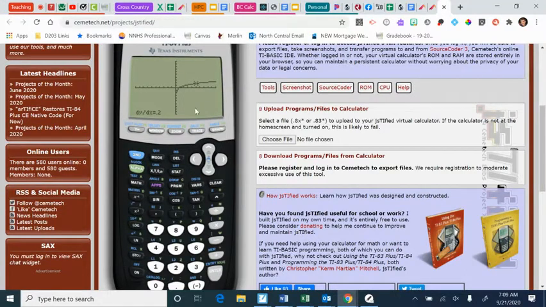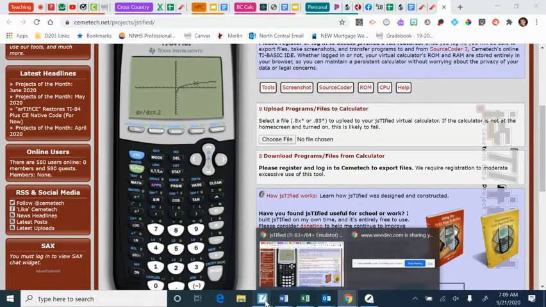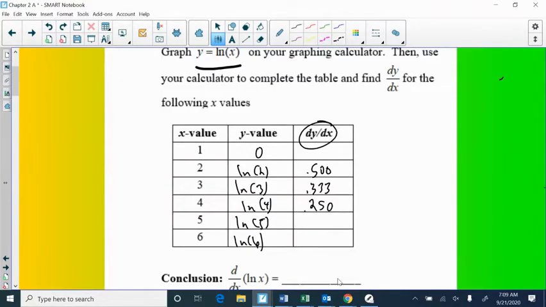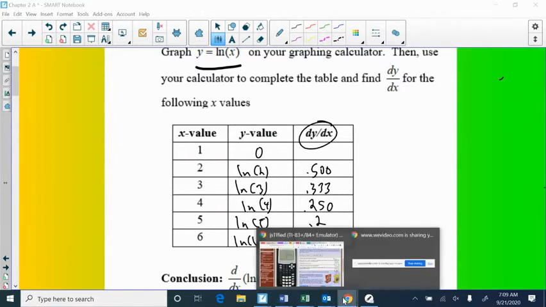It's exactly 0.2. Interesting that there's no other decimals, right? It's just 0.2. So go back and fill that in, right? 0.2. And so then the natural log of 6 value. Okay, so the derivative of natural log when evaluated at 6.